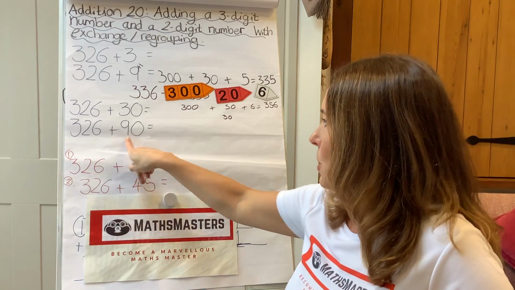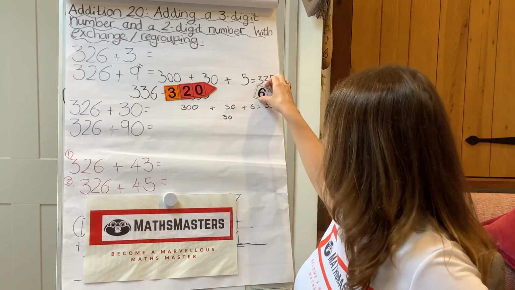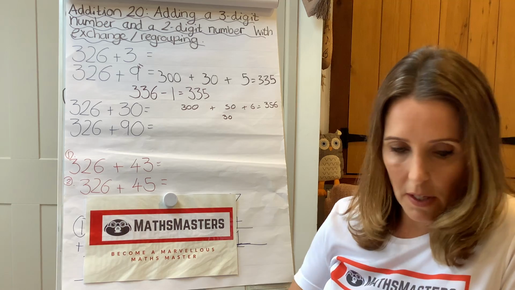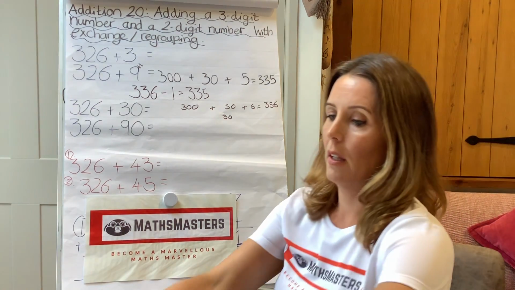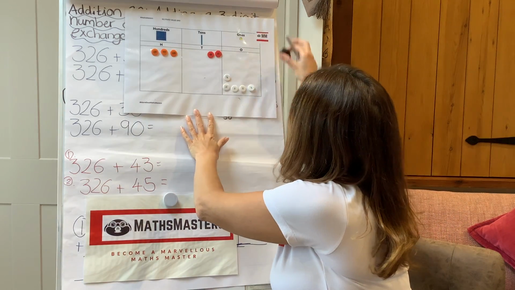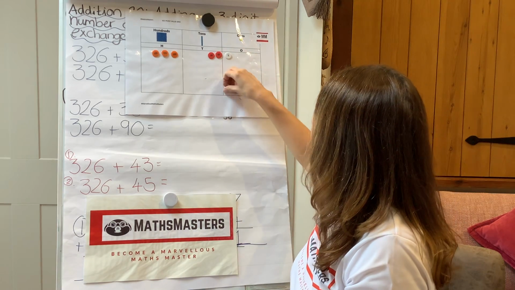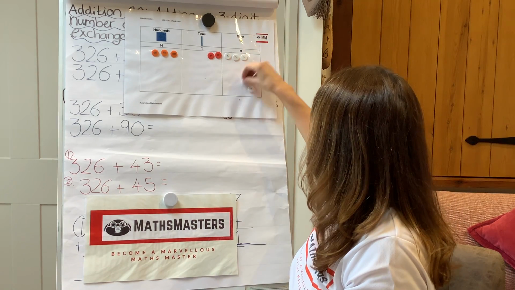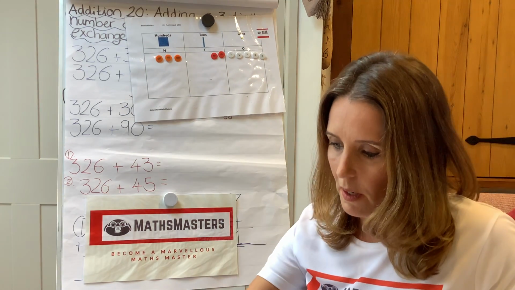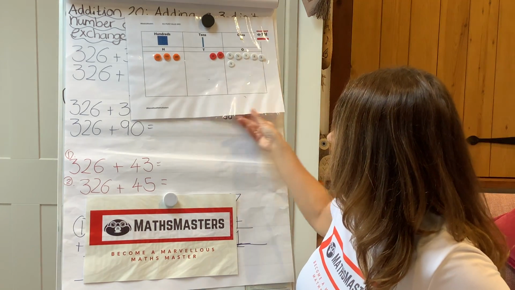Now here we've got 326 add 90. So we can look at this. You can use a number line if you like, or you can use another place value grid. So we can make the number 326, and we're going to add on 90. Now this time, look, the ones isn't going to change. What is going to change with this number? So what did you see that was different with this?